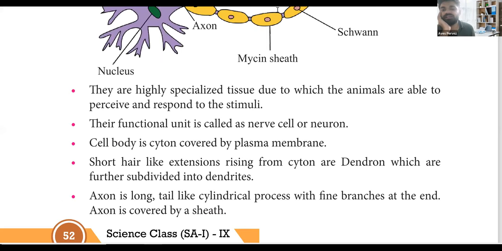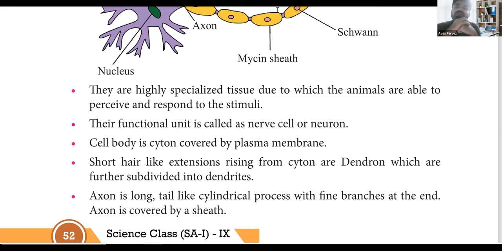This is highly specialized, due to which animals are able to perceive and respond to stimulus. What is a stimulus? Stimulus is anything to which our body responds. For example, temperature is a stimulus for us, because if we get into an area with very high or very low temperature, then we will start feeling hotness and coldness respectively.